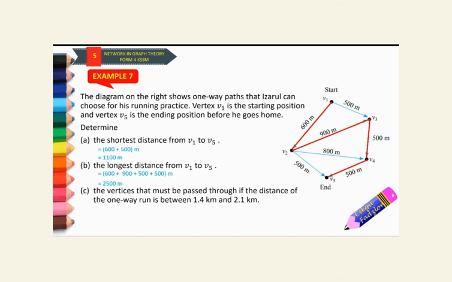The vertices that must be passed through if the distance of one-way run is between 1.4 kilometers and 2.1 kilometers. So for these questions, we have two answers.